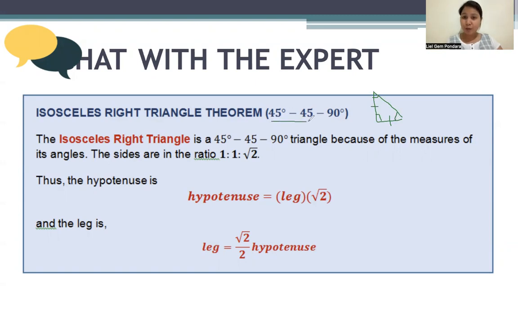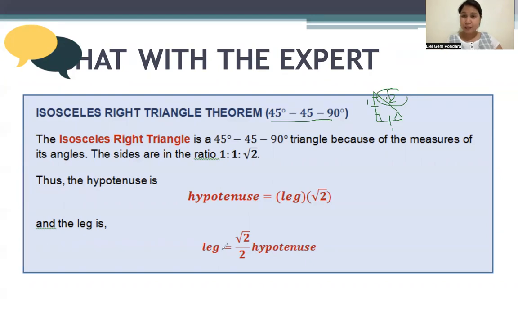We have 45, 45, 90 as its angle measurements for the isosceles right triangle. So this measures 90, this measures 45, and this measures 45. Now, the ratio of the sides is 1 is to 1 is to square root of 2. Thus, if you're looking for the hypotenuse, the length of the hypotenuse is square root of 2 times the leg. So if your leg is 1, then your hypotenuse is square root of 2 times 1. That's square root of 2.